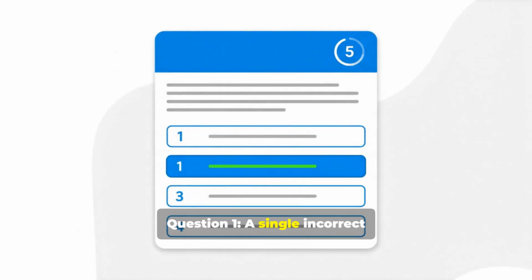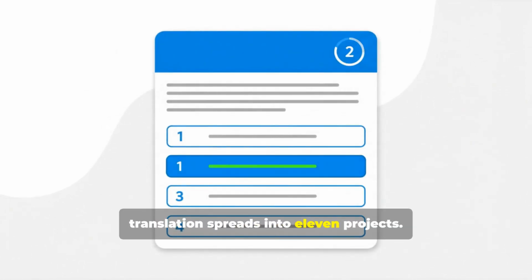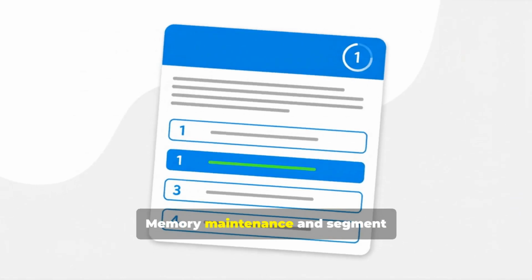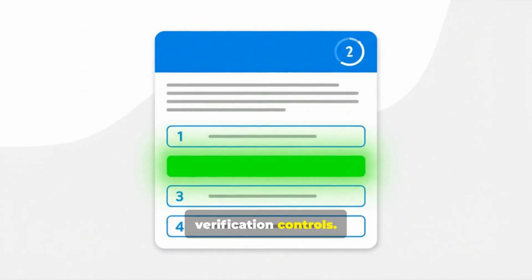Question 1. A single incorrect translation spreads into 11 projects. What is the root cause? Correct answer: absence of translation memory maintenance and segment verification controls.